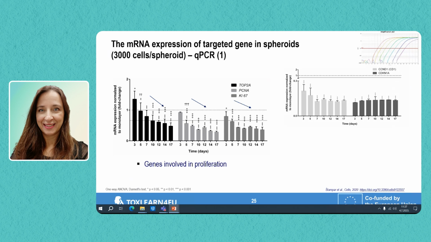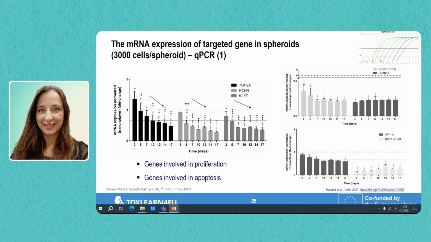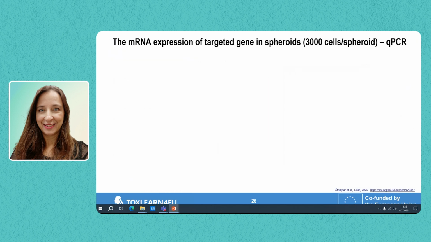Again, you can see the huge downregulation, 0.3-fold induction of these genes, and also some. So HIF1A is hypoxia-inducible factor, and also PUMA, BBC3. This is the gene that is encoding the apoptotic protein. So what you can see here, maybe this is not seen nicely, but still you see that also these 2 genes were downregulated. So no hypoxia and no apoptosis is in such models.